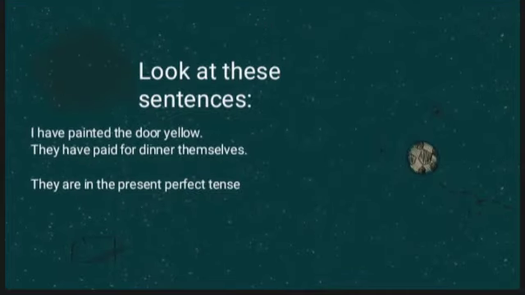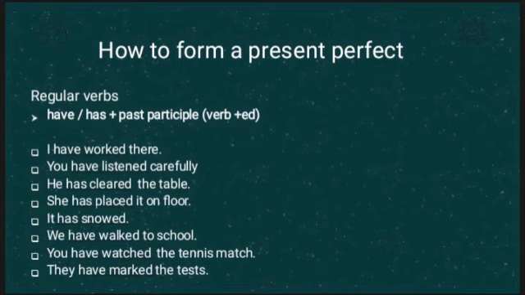Take a look at these sentences. I have painted the door yellow. They have paid for dinner themselves. These sentences are in the present perfect tense. How to form a present perfect tense?